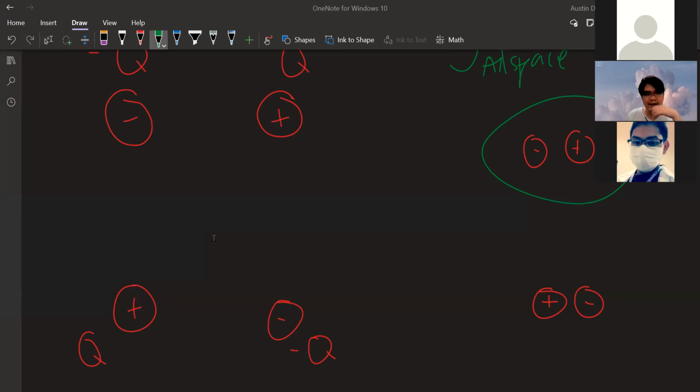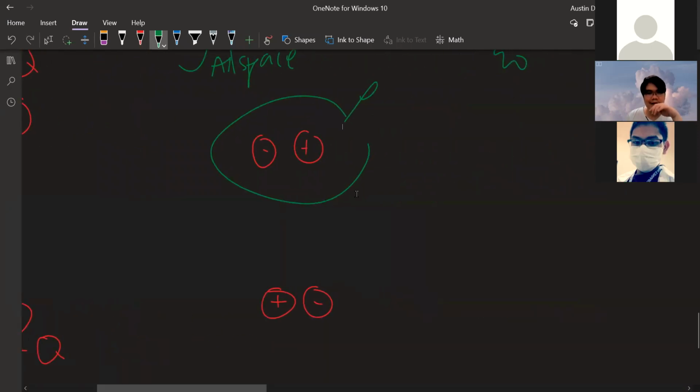Si PJ, are you there, PJ? Okay, PJ, anong mangyayari dito? Mag-attract ba sila or magre-repel? Attract. Okay, tama. Di ba mag-attract? Opposite charges attract. Okay, that's very intuitive pa naman.